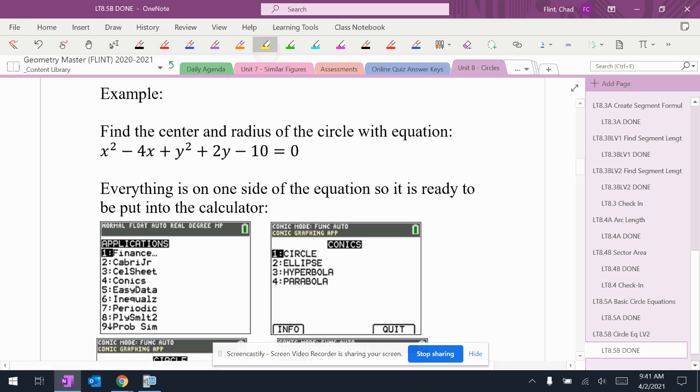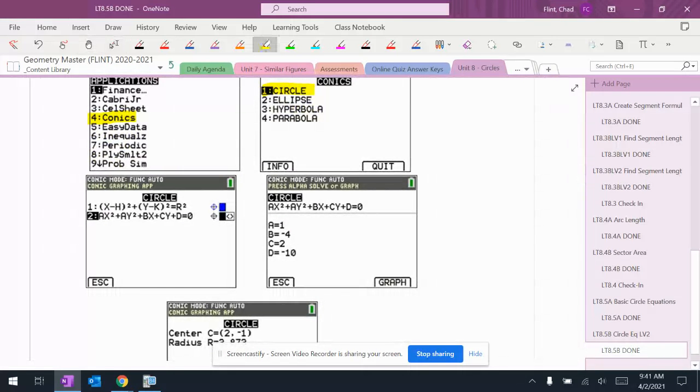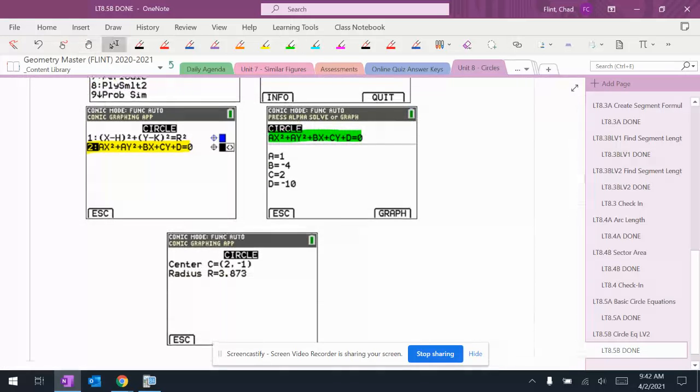So what I need to do is I go to the applications and I want to pick conics, which is number 4. And then I want to pick circle, which is number 1. And then I want to pick number 2, because the circle's in that form right there. And then all I got to do is pay attention. It tells me right there where the letters are coming from. And then I just put in the coefficients in the right spot there.